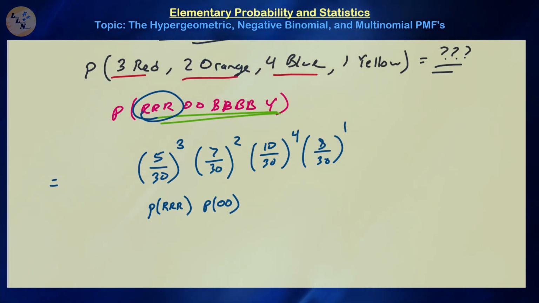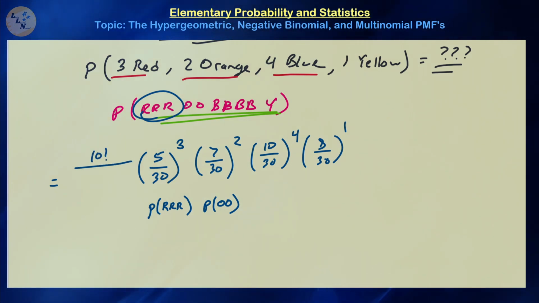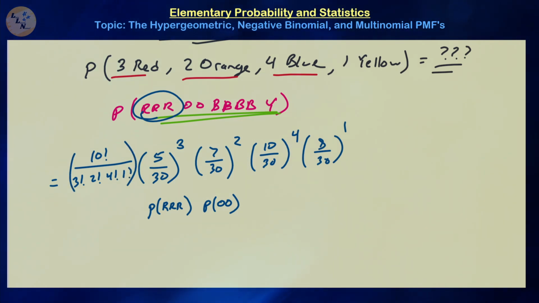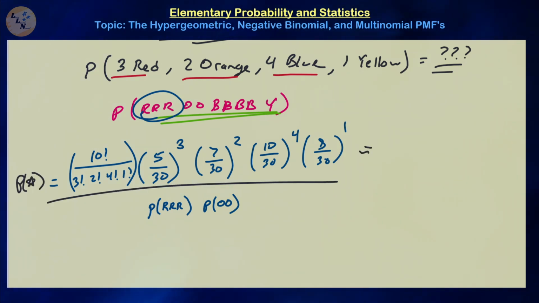Now this is just the probability of one rearrangement. There are several rearrangements that you could get here. If we were to treat all of these objects as different, that would be 10 factorial, but there are 3 reds in repetition, 2 oranges in repetition, 4 blues in repetition, and 1 yellow. So this is the probability of the event of interest. Once we work all that out, if I did it correctly, you should get 0.0105 as your final answer.